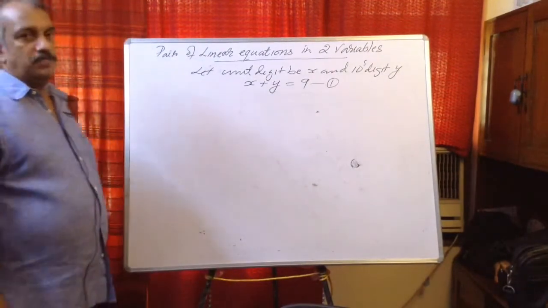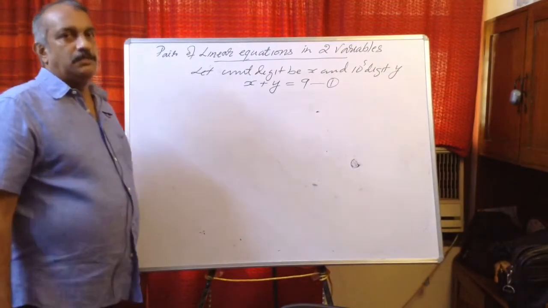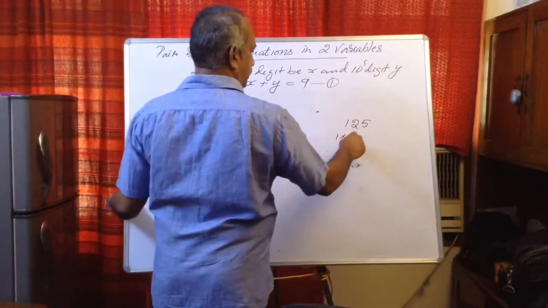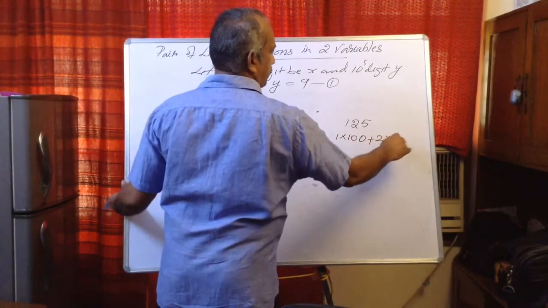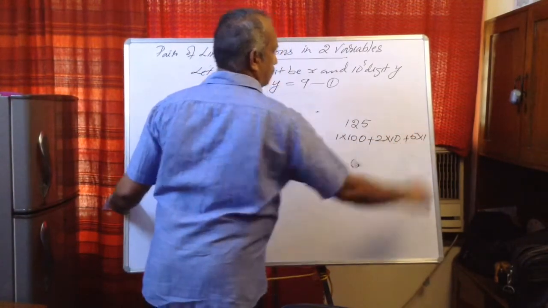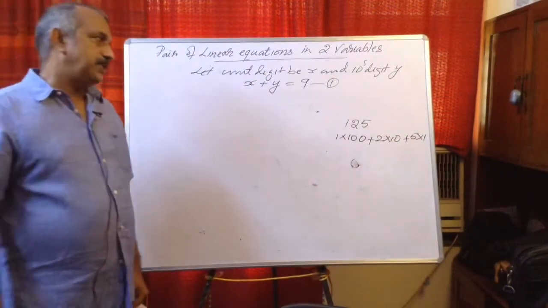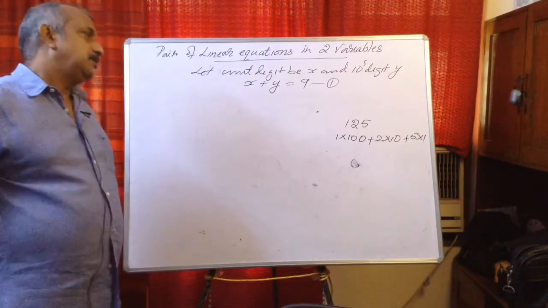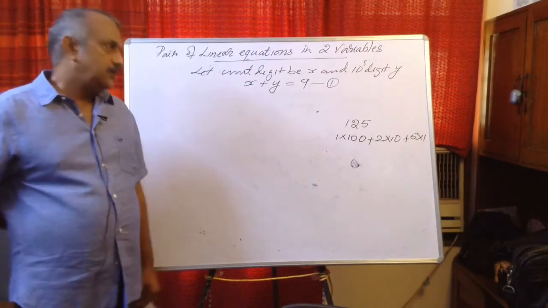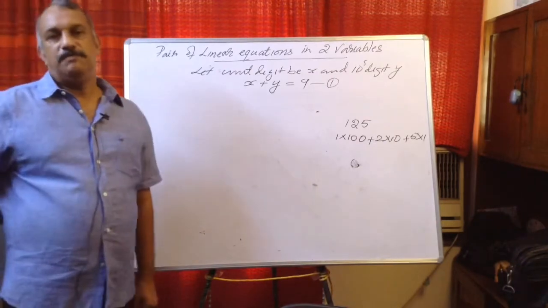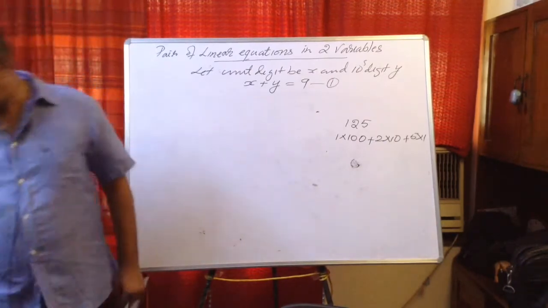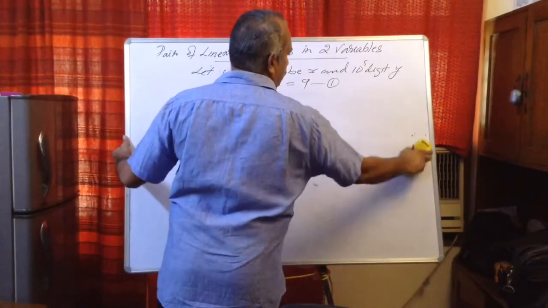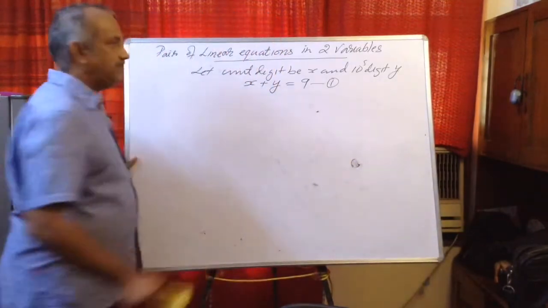Now you have to write the number. What is the rule for writing the number? For example, 125. How do we get 125? 1 into 100 plus 2 into 10 plus 5 into 1. What is 1 into 100? 1 into its place value; 1 is in the hundreds place. So 1 into 100 plus 2 is in the tens place, 2 into 10 plus 5 into 1. Then we get 125. So we'll use the same rule in this case also. You have to multiply the tens digit by 10 and the unit digit by 1 and add. Then we get the number.